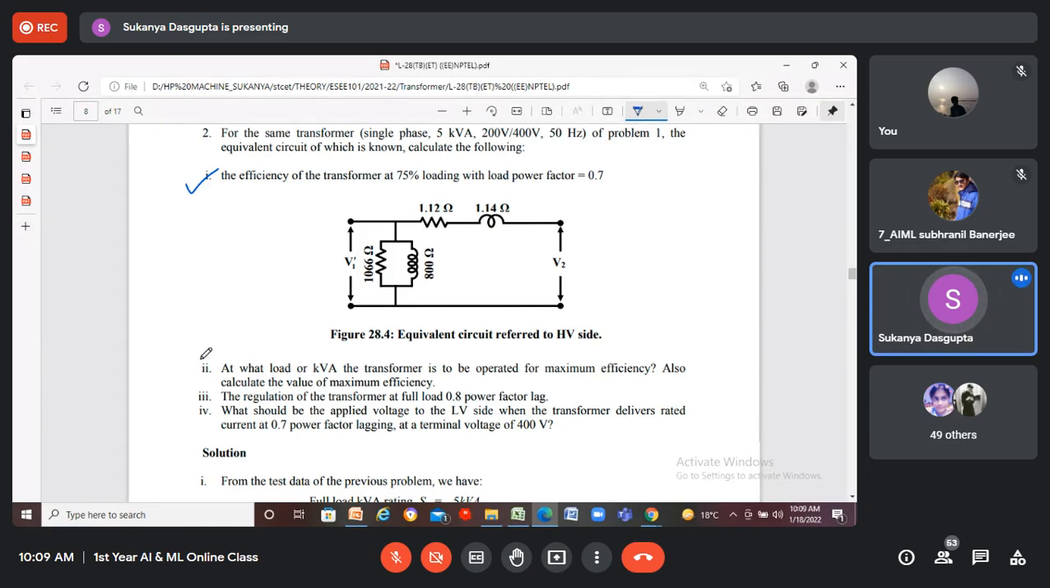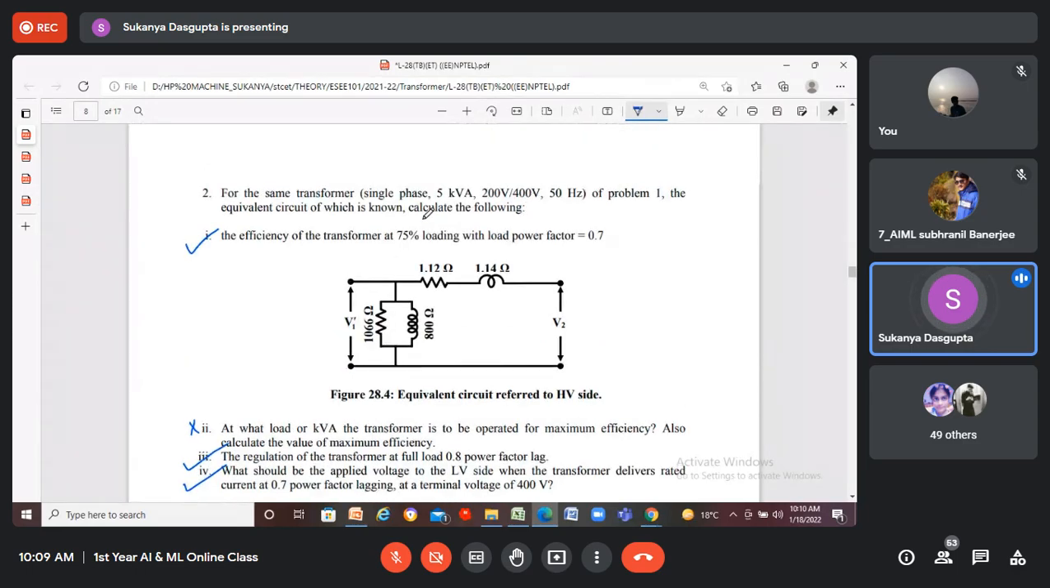We haven't learned it yet, so we'll skip it now. Okay. Next, the regulation of the transformer at full load, 0.8 power factor lag. And the last one, what should be the applied voltage to the low voltage side when the transformer delivers rated current at 0.7 power factor lagging at a terminal voltage of 400 volt. This is the problem. Look at the rating of the transformer. It's a single phase 5 kVA, 200 volt by 400 volt, 50 hertz transformer.